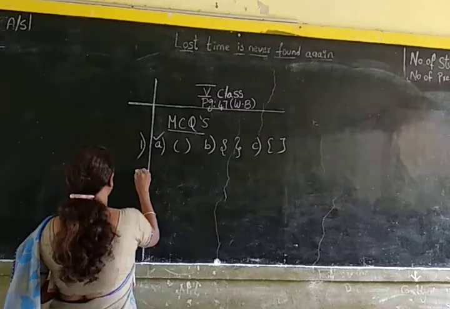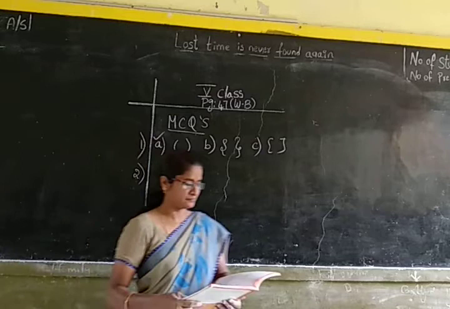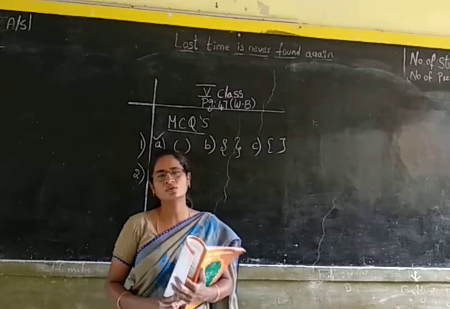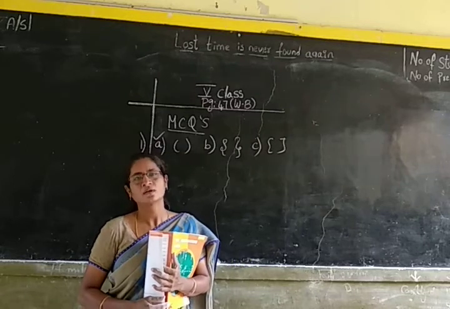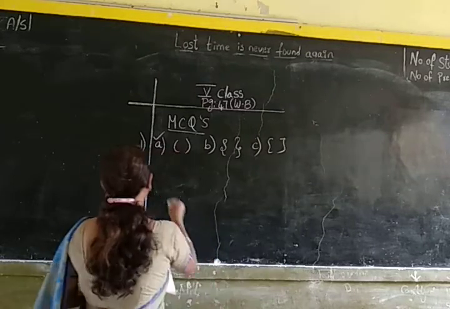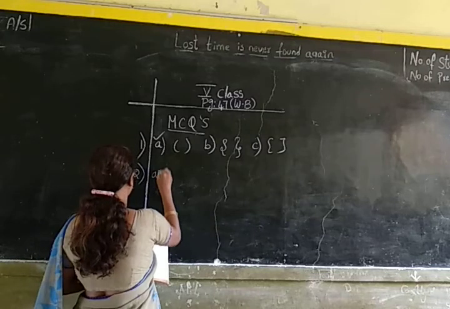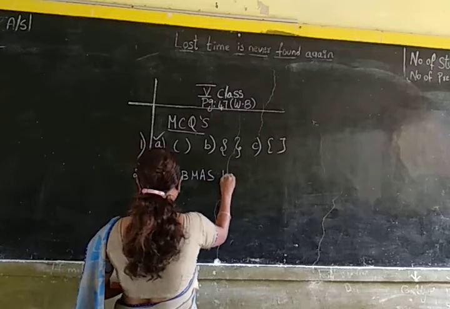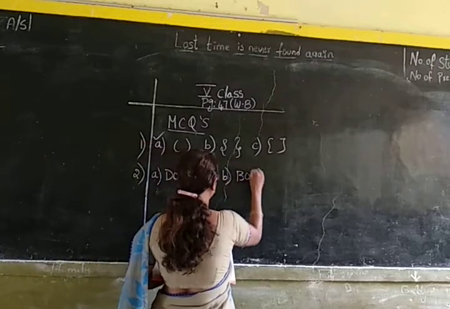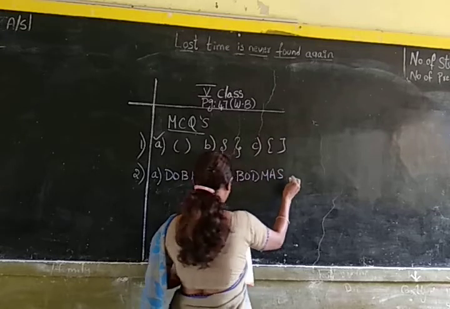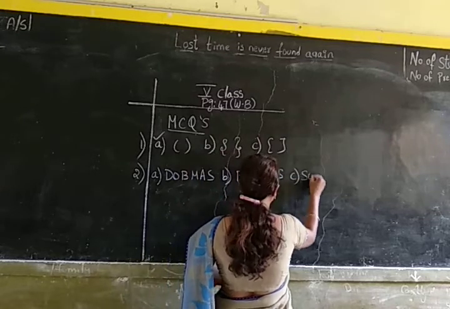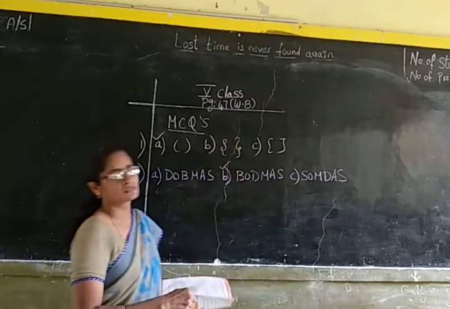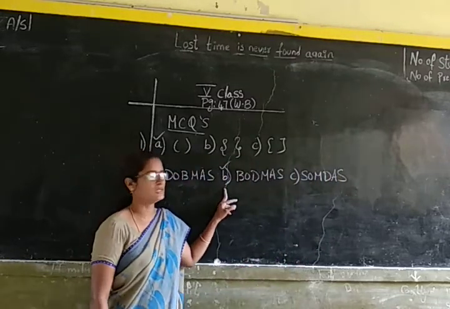Okay children. Now I am going to read the second question. The rule used for simplifying a mathematical expression is. So which is the rule used for simplifying the mathematical expression? BODMAS rule. There are three options given. A, BODMAS, B, BODMAS, C, SOMDAS. So the correct option is B, BODMAS. So all of you pick the correct option, that is B.